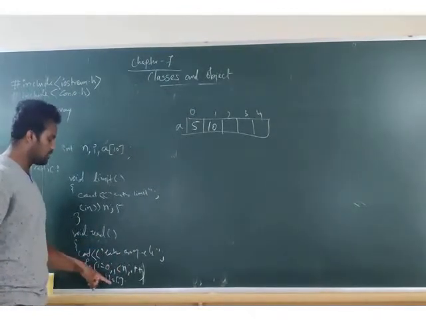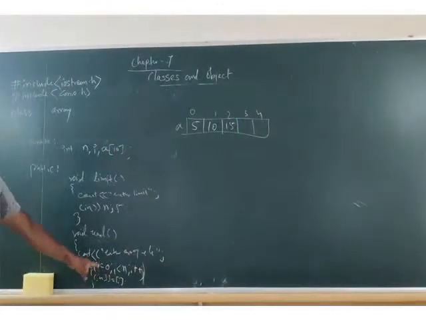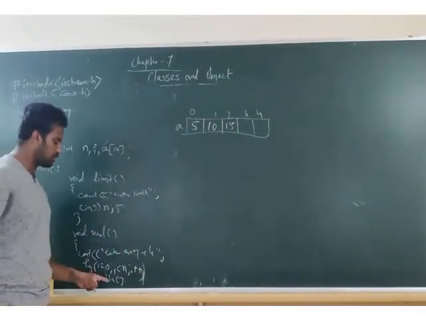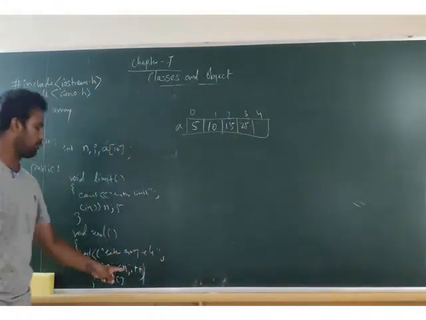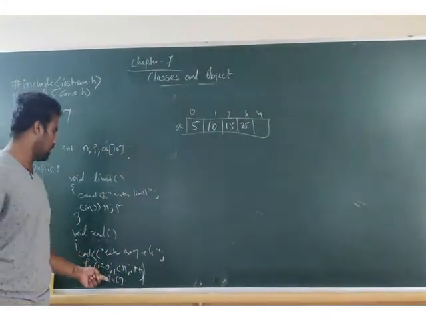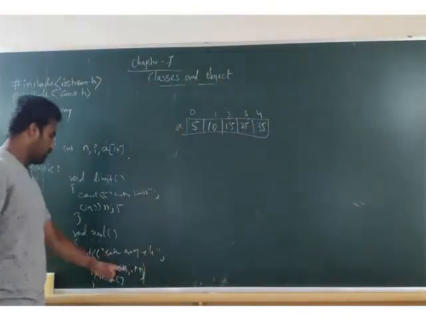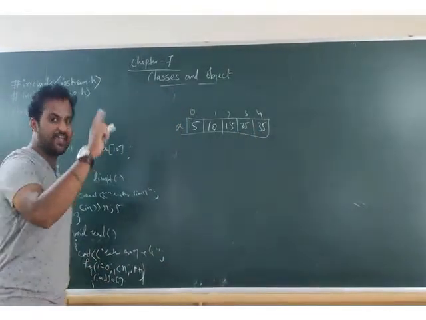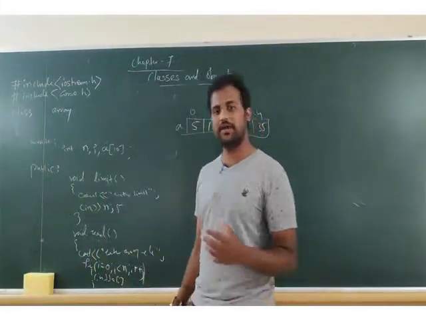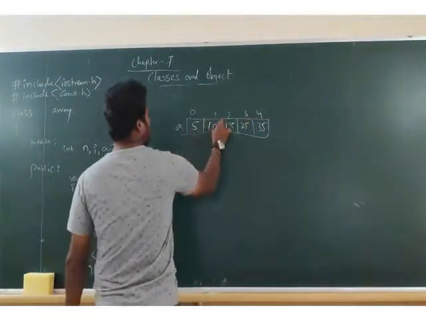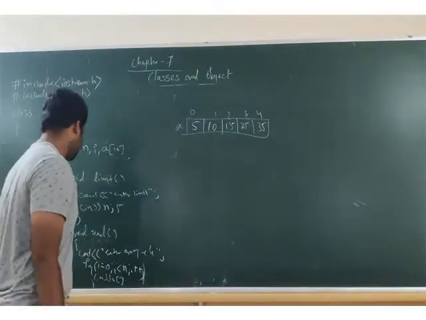2 is less than 5, condition true, so a of 2 gets a value. Again 3 is less than 5, condition true, a of 3 gets a value. Again 4 is less than 5, condition true, a of 4 gets a value. 5 is less than 5, condition fails. 5 is not less than 5, 5 is equal to 5. So here what happens, we have the inputs.